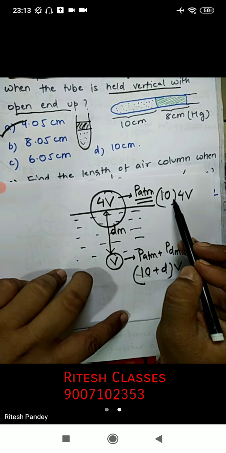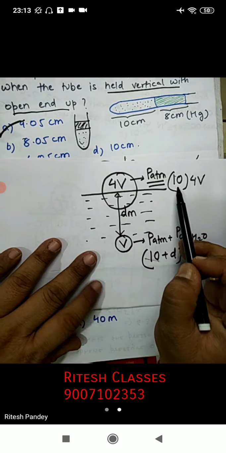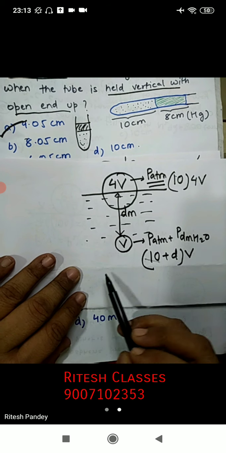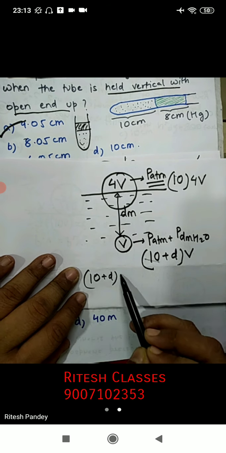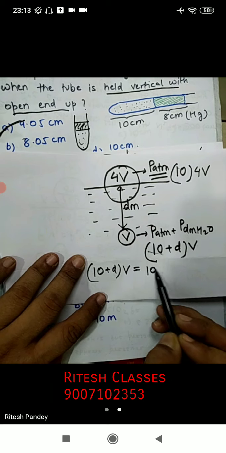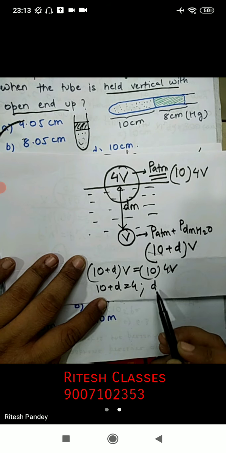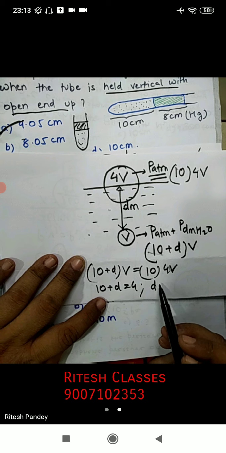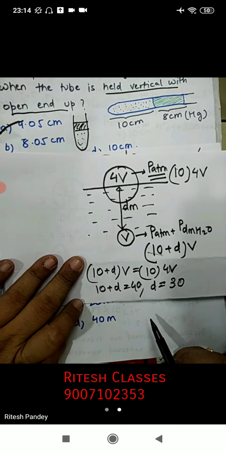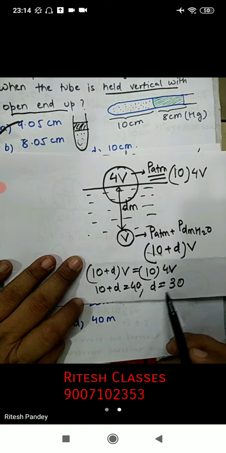times 4V. P1V1 is equal to P2V2. Atmospheric pressure is equal to 10 in terms of water. Now it's 10 plus d at a depth d. It's a simple problem when atmospheric pressure is given in terms of water column. In one line, you will get 10 plus d is equal to 4 times 10, so 10 plus d is equal to 40 and d is equal to 30.